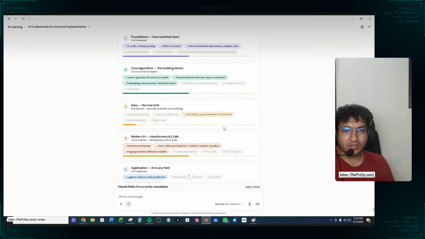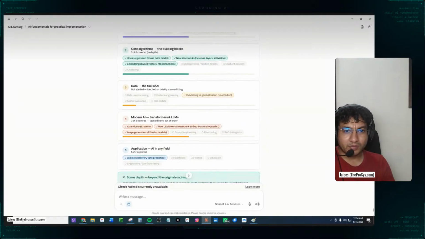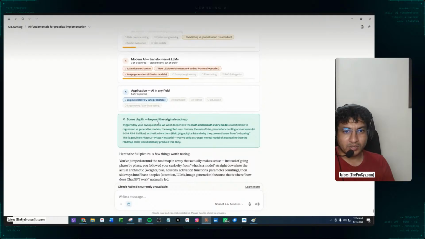Overfitting and generalization touched on. Attention mechanism, how it works along the words, tokenization, image generation, prompt. And this one is a bonus tab beyond the original memo, triggered by your own question. We went deeper into the math underneath every model classification, the weighted formula, some parameters for layer activation function, and why they prevent layers from collapsing.